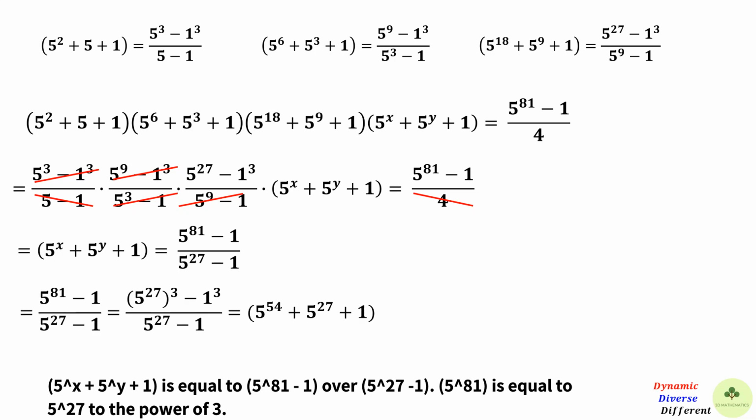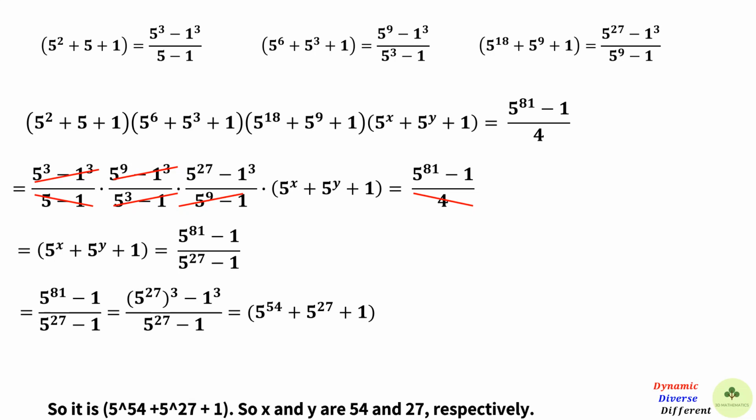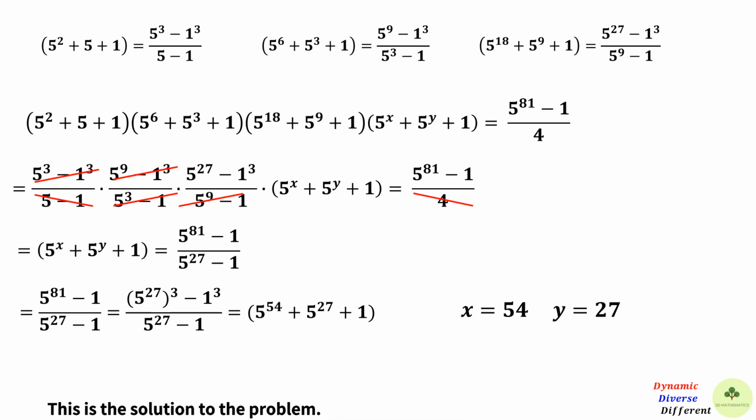5 to the 81 is equal to 5 to the 27 to the power of 3. So it is 5 to the 54 plus 5 to the 27 plus 1. So x and y are 54 and 27 respectively. This is the solution to the problem.